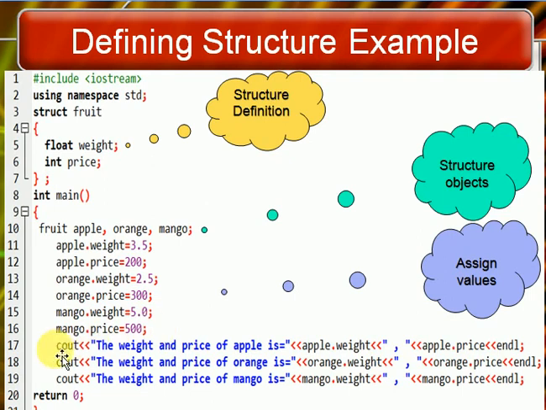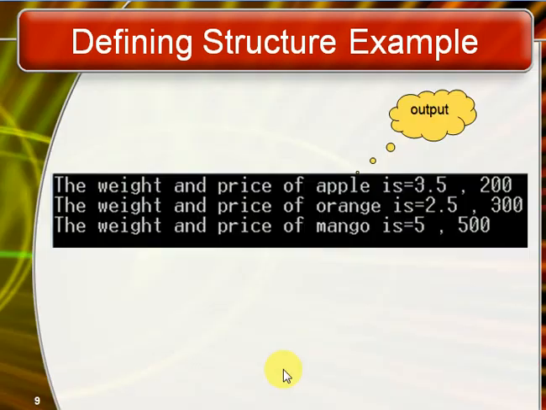Now there is a user defined text message displaying the weight and price of the first object, that is apple, and here we are displaying the values of object orange and object mango. The output of this program: the weight and price of apple is 3.5 and 200, for orange 2.5 and 300, and for mango 5 and 500.